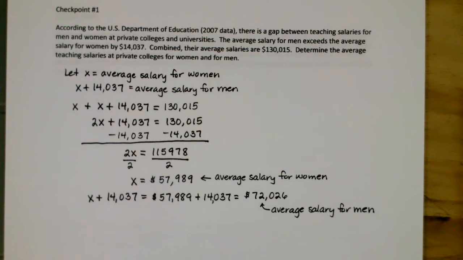Okay. And if you want to check to see if the answer makes sense, if we add those two amounts, you should end up with $130,015. So the average salary for women is $57,989, and the average salary for men will be $72,026. Okay.